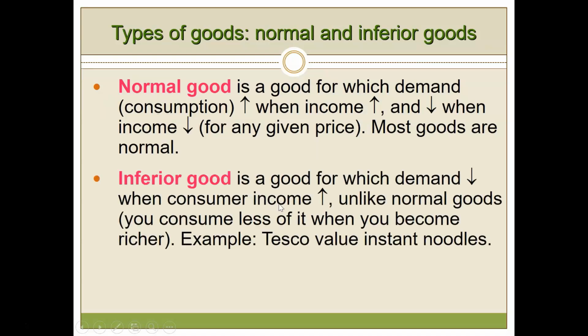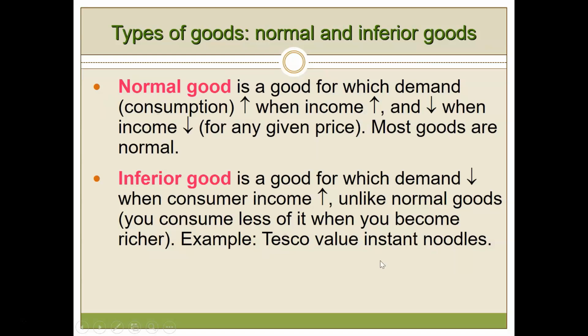There is another type of good which is interesting. It's an inferior good. It's a good for which demand drops when you become richer. You buy less of this product when your income increases. For example, Tesco value instant noodles. They cost something like 20p a pack. When you feel really, really poor, you buy lots of them. But as your income increases, you switch away from this product towards something else.